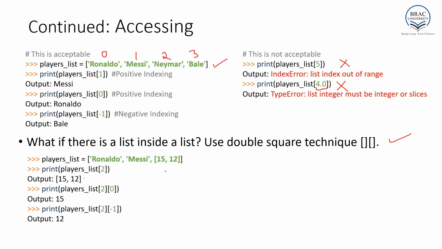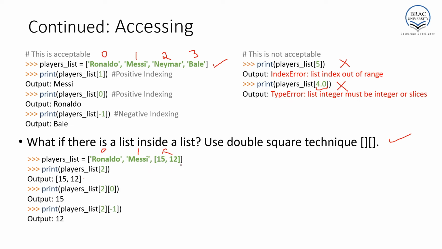As you can see, the third element in the players list is a list itself. So when I gave this players list square bracket 2, I got this list in return, which is a list containing the integers 15 and 12. So what if I wanted to access a list which is already inside a list? I would have to use the double square technique. So at first, I need to go to where the list is located inside the list. So in this case, the nested list or the list inside the list is located in an index of 2. So at first, I point to this. So players list square bracket 2 gives me this list.